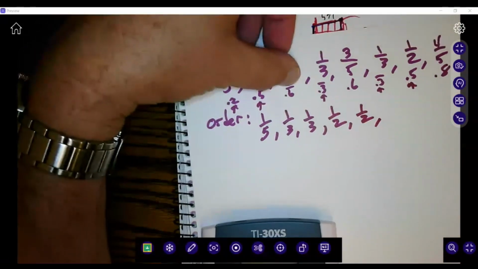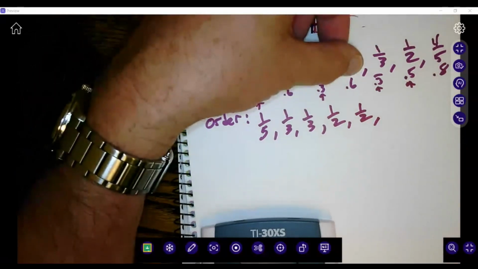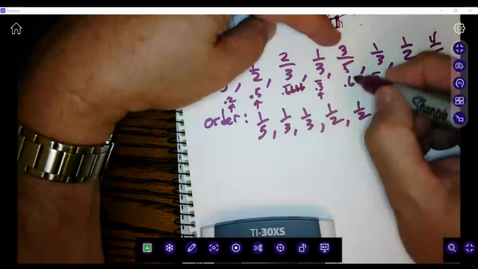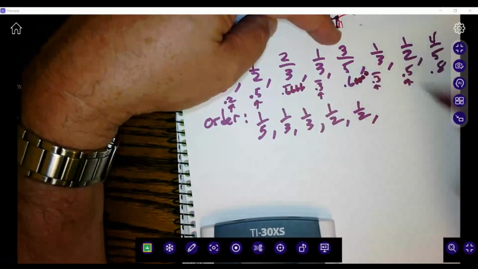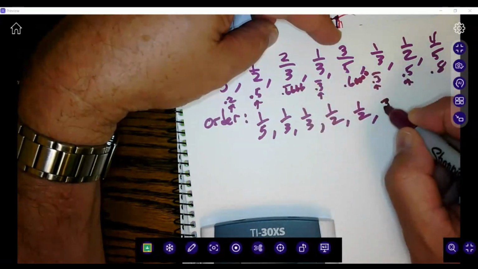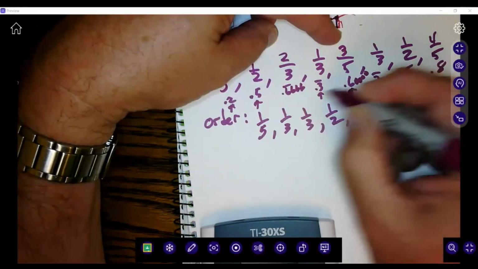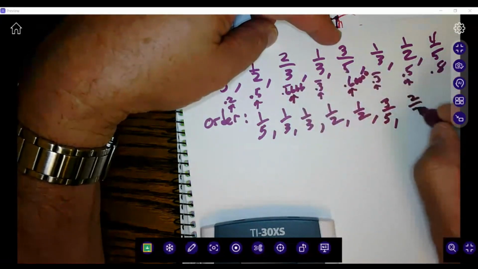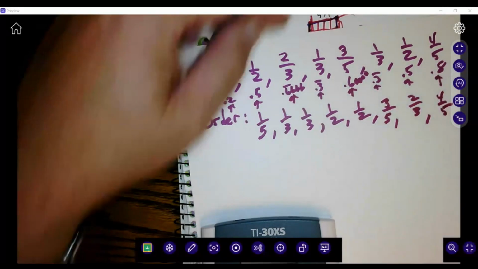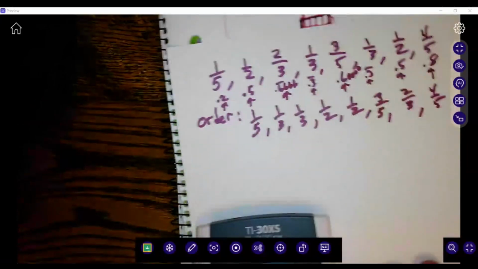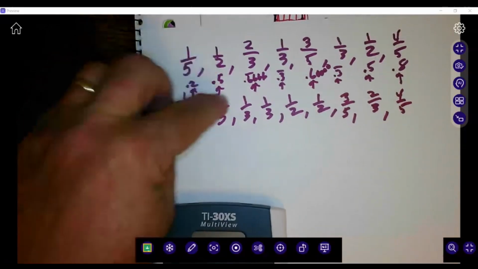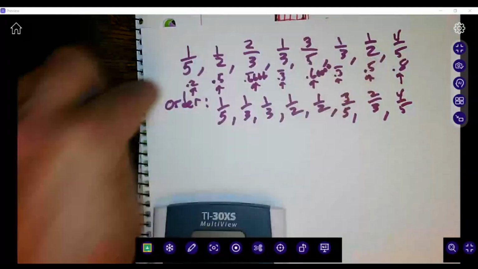Then I have 0.6 repeating and 0.6 that ends. Remember that this is 0.666666, it keeps going. This is 0.60000. This is smaller than that. So 3/5 is next. And then 2/3. And then finally, the last one, 4/5. There are my fractions in order. And I did that by simply changing to decimals and comparing the decimals.